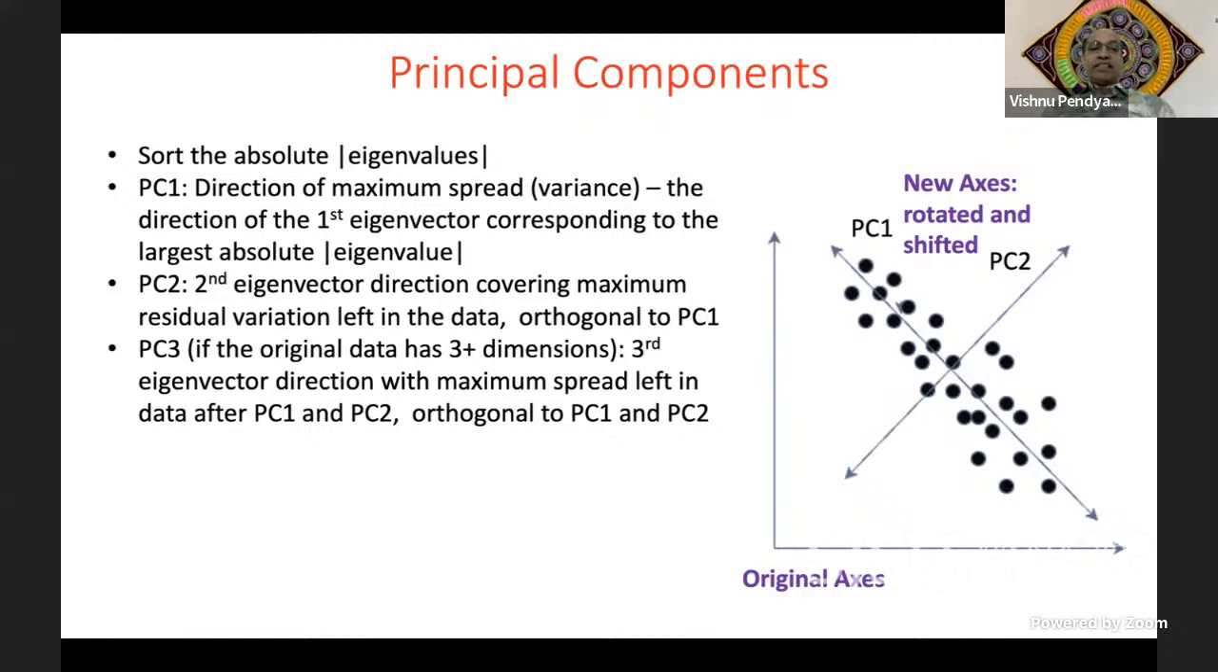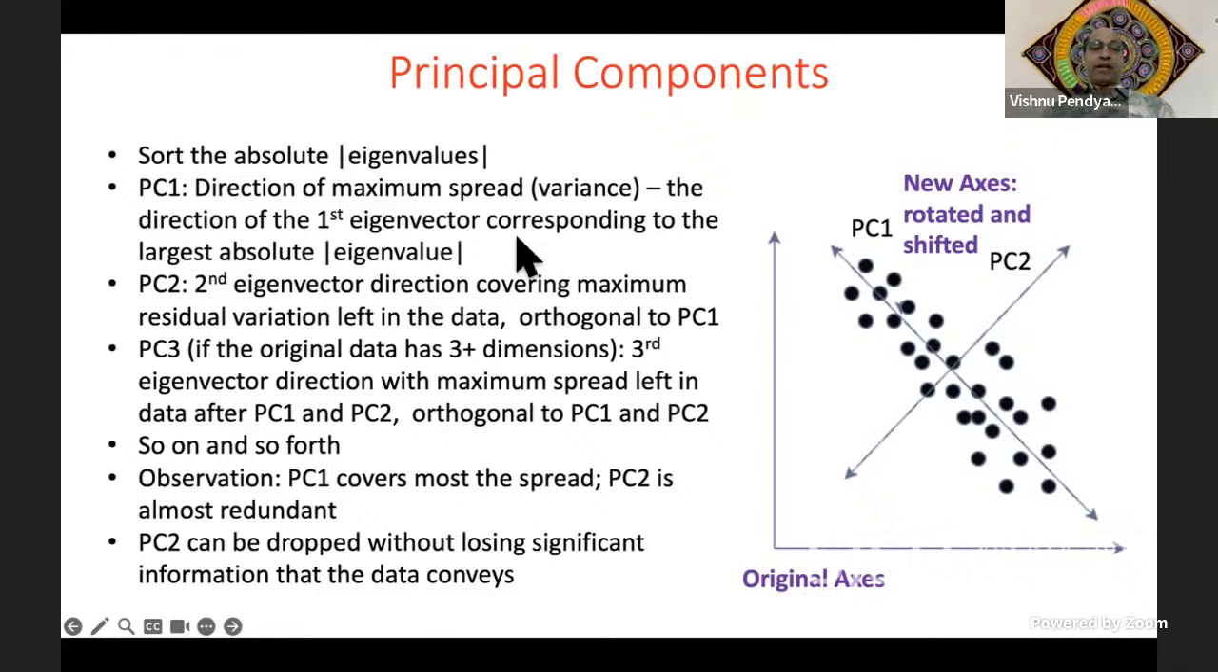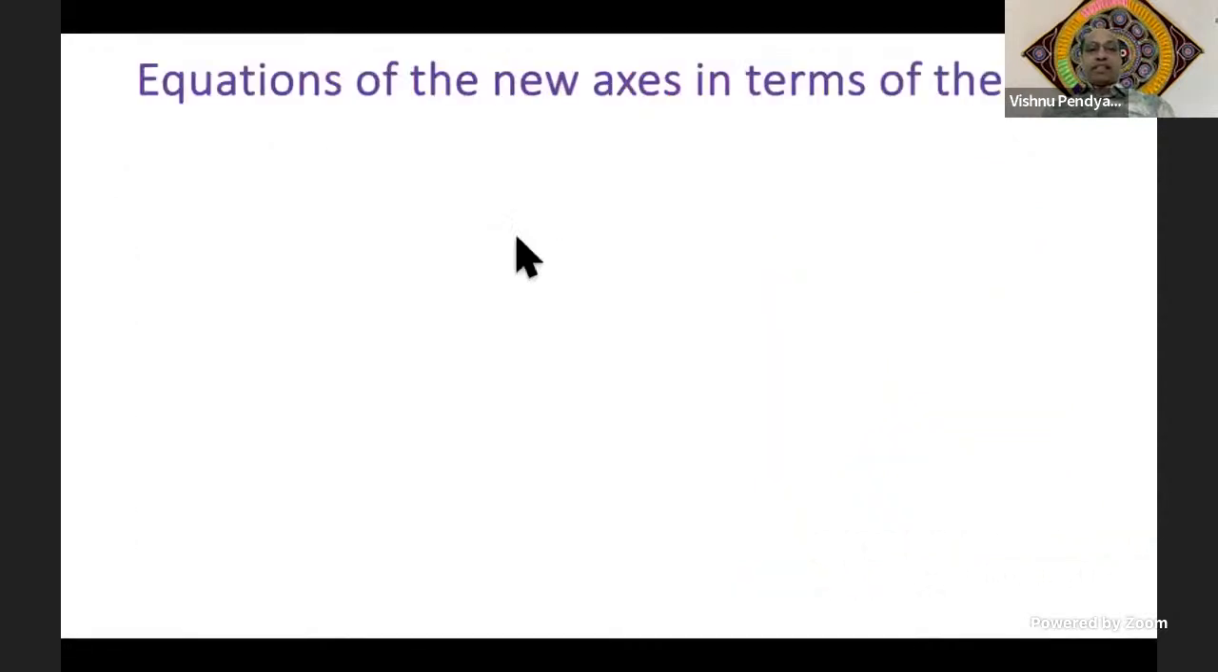PC3 will capture the maximum spread left in the residual variance. So after PC1 and PC2, PC3 captures the remaining variance, and PC3 should also be orthogonal to PC1 and PC2. All these directions are orthogonal. So if there are n dimensions, you keep repeating. Now, like I mentioned, the observation is that PC1 covers most of the spread, most of the variance. PC2 is almost redundant, so PC2 can probably be dropped without losing significant information that the data conveys. So that's what we do in principal component analysis.